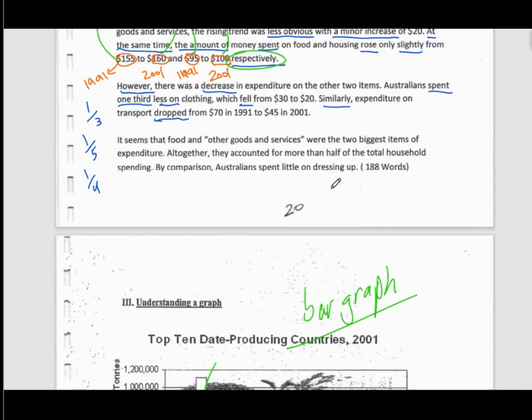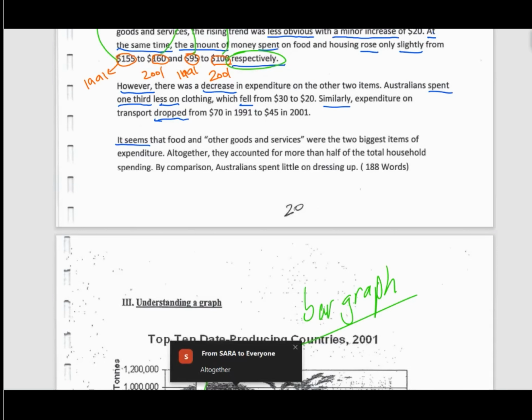The last paragraph shows the conclusion. It seems. This is how to start it. You can also say it seems, or in conclusion, or in brief, all together.